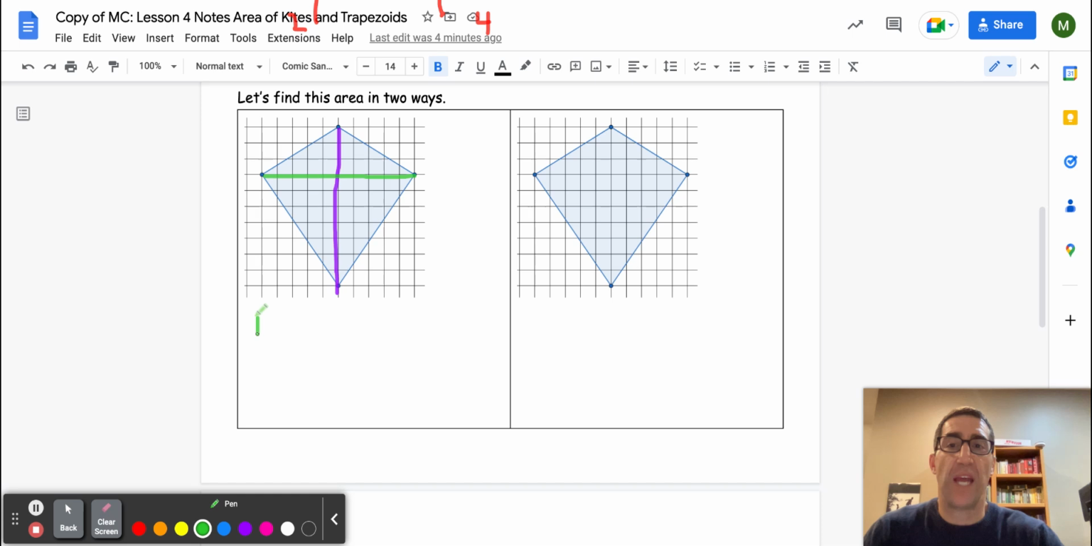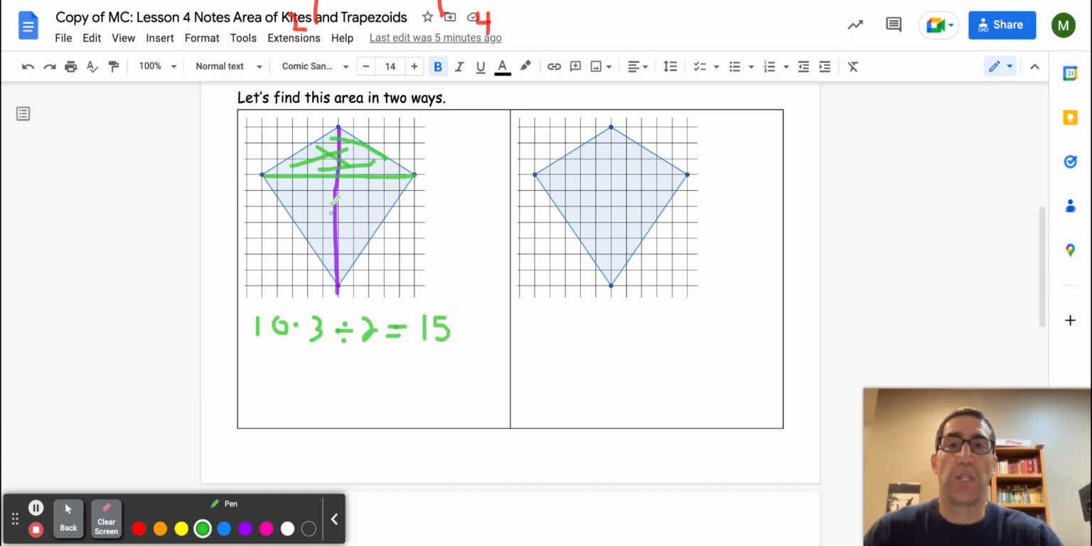So I would have 10 times 3 divided by 2 equals the area of that top triangle. So I'm picturing this section up here, this whole thing. And that would have an area of 30 divided by 2, 15.